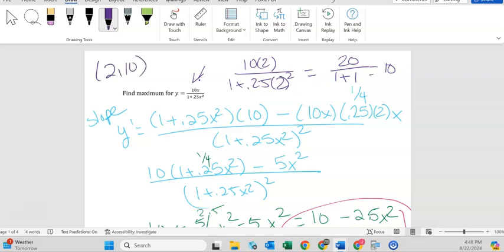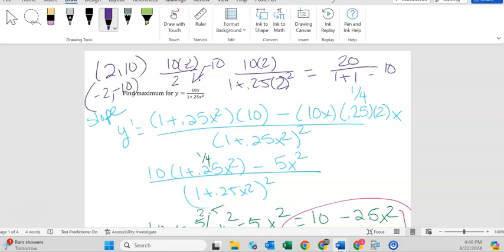Now, if this hadn't said positive, then I would just simply go back and put in -2, and I would do the exact same thing. So I would do 10 times -2, and then this bottom actually isn't going to change. It's still going to be 2. So then this would be -10. So this would be the point -2, -10.